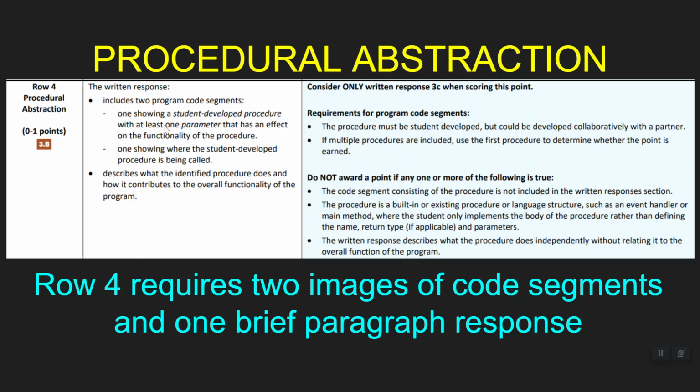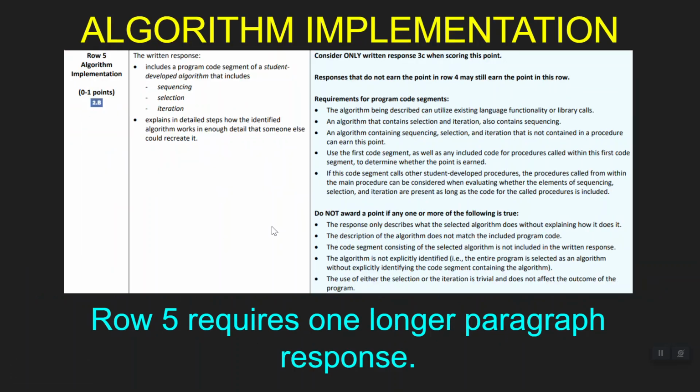So you're going to show them where you create it, you're going to show them where you call it, and you're going to describe what it does in the program. Pretty straightforward. So two images of code segments and one brief paragraph response will get you row 4. This one should be pretty easy.